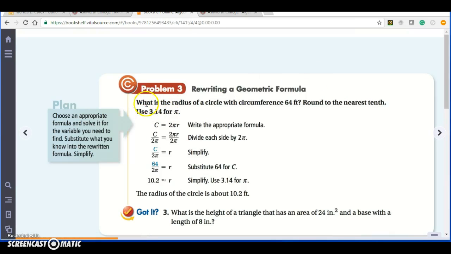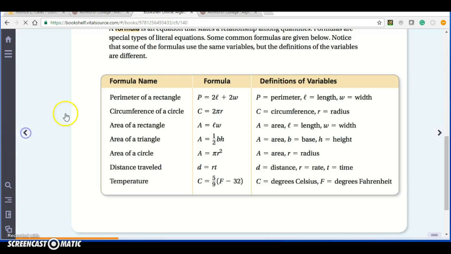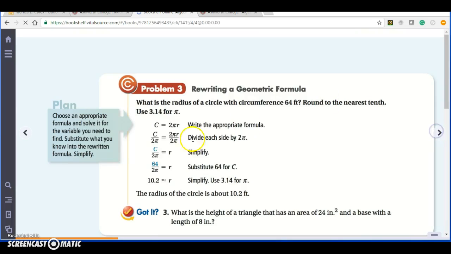Let's look at problem 3. It says, what is the radius of a circle with circumference 64? Round to the nearest tenth. Use 3.14 for pi. Well, we look over here, circumference of a circle is 2 pi r. And so I use 2 pi r, and I want to find out what the radius is. So I'm going to solve for r.